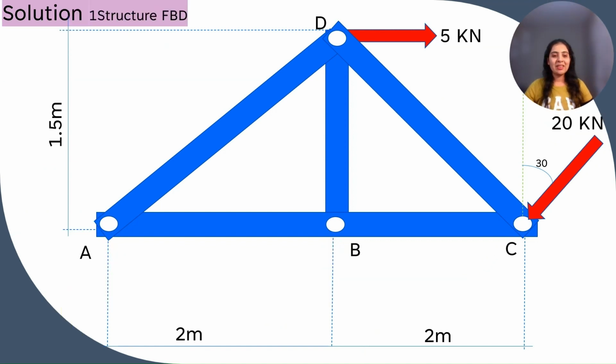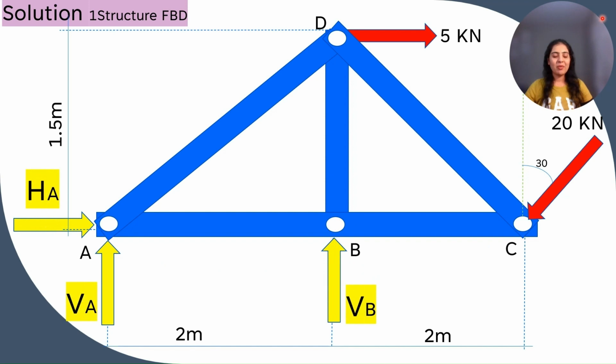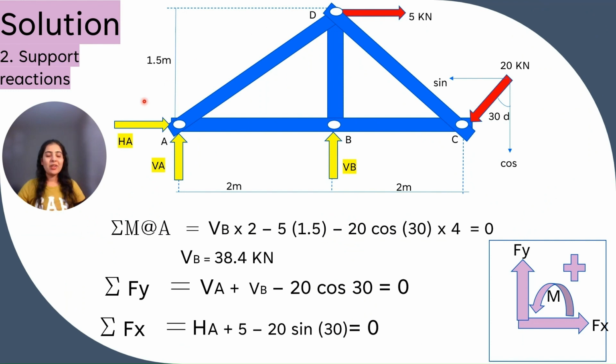So this is the structure FBD. I have removed the supports and shown the reactions offered by support. So after drawing the structure FBD, we have to find out these reactions offered by supports. There are three reactions, two at support A and one at support B, and we have three equations of equilibrium. So we can find out the reactions.